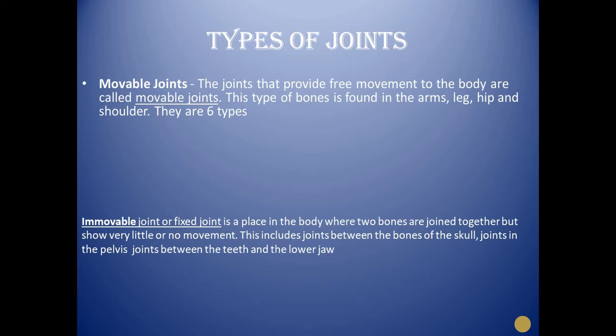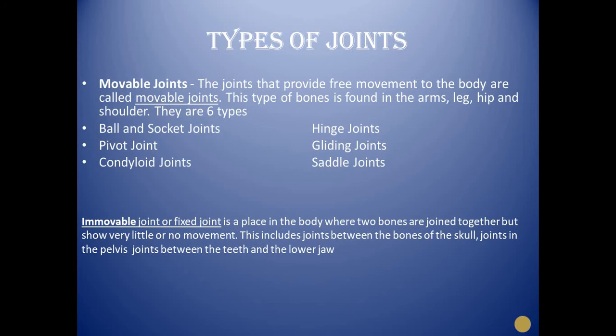This type of joint is found in the arms, legs, hip and shoulder. There are 6 types of joints. The ball and socket joint is the first. Second is the hinge joint. Third is the pivot joint. Fourth is the gliding joint. Fifth is the condyloid joint. And sixth is the saddle joint.